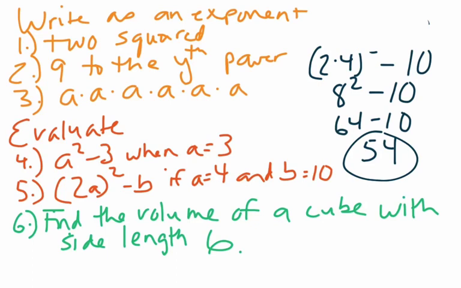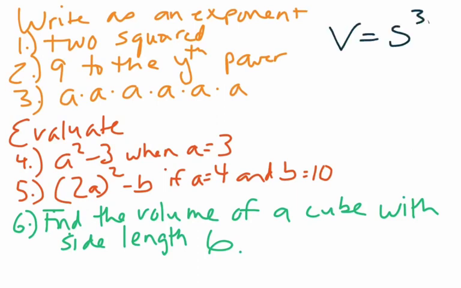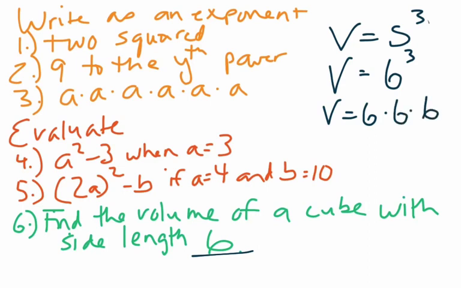Last one is find the volume of a cube with a side length of 6. So you probably need to go back and just look up that formula. It's s to the 3rd power. The side length is 6. And so this is going to be 6 times 6 times 6, which is 216. And we did not have any units on that. But if we had units like centimeters, then our units would be centimeters to the 3rd, and it would come right out of that same formula there.